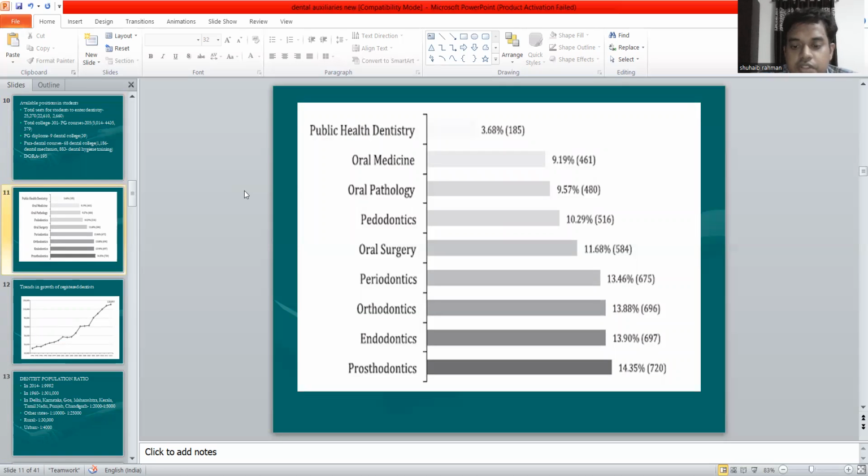Out of it, the distribution of this MDS courses is prosthodontics having the maximum number of seats, that is 720. That's almost 14.35%, followed by endodontics 13.90. Then comes orthodontics, almost 13. Even perio is almost 13%. And coming to oral surgery and periodontics, it was 11 and 10% respectively. And the least we are having is public health dentistry.